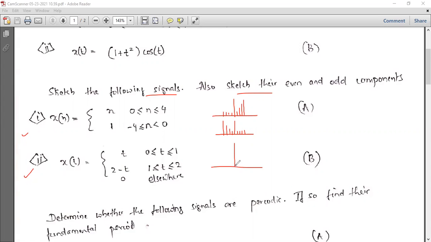At 0 we get 0. At 1, will somebody tell me what we will get? 2. At 1 we get 2. At 2 what will we get? 3. At 2 we will get a 3. At 3 we will get a 4. At 4 we will get a 5. Okay. And similarly on the left side also.